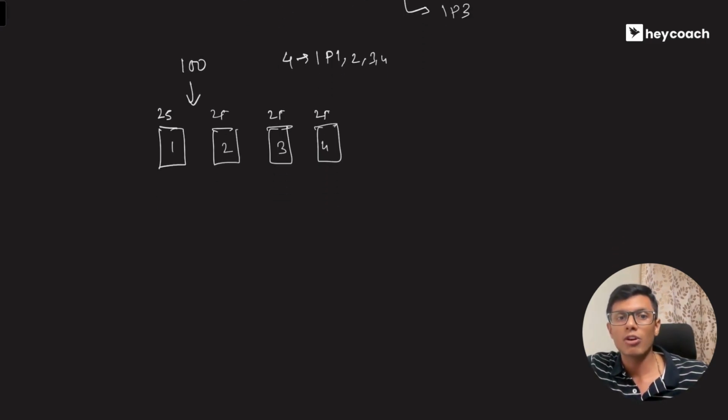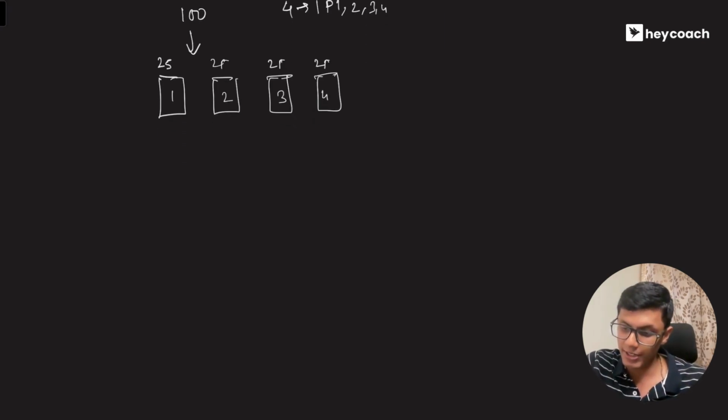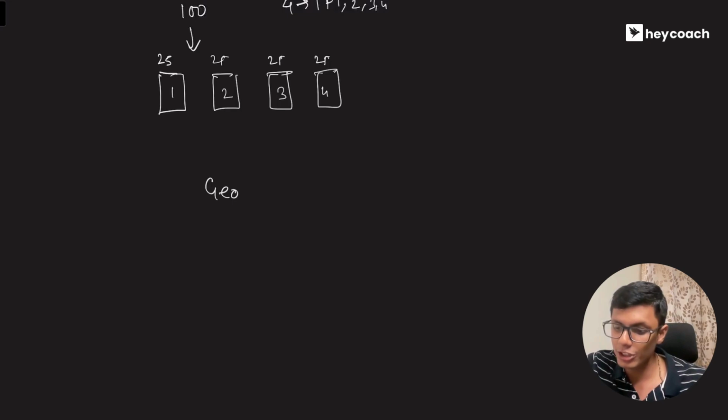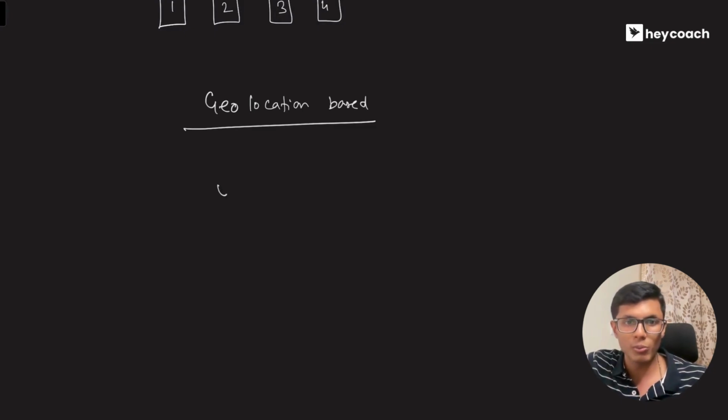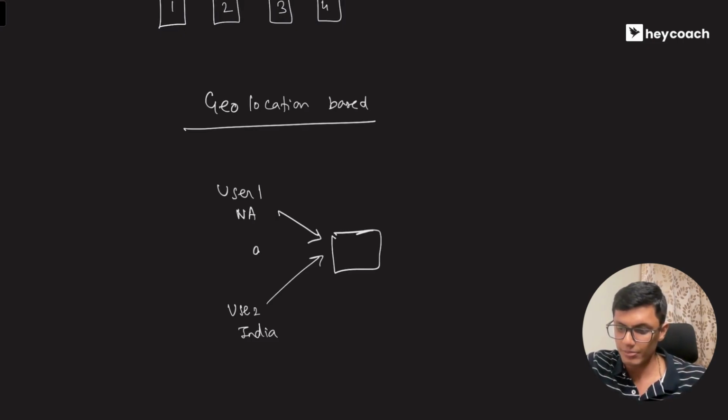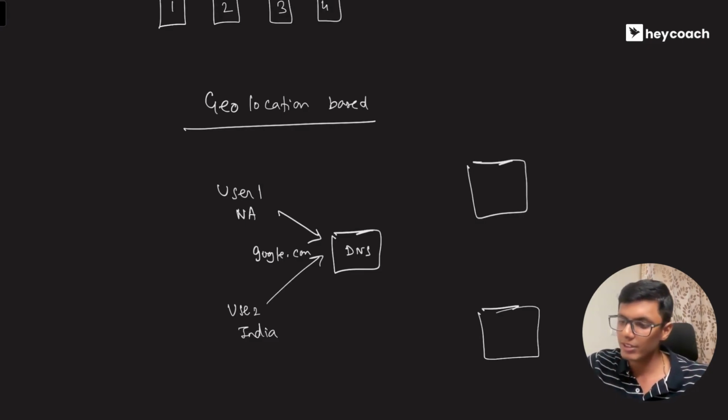Now there is another form of load balancing that is very common from the scaling perspective, which is geolocation based. You can think of it like this: let's say there are 2 users. User 1 is in North America and user 2 is in India, and both are trying to access the same site, for example, google.com. Now there would be 2 sets of load balancers here: one is the India servers and one is the US servers.